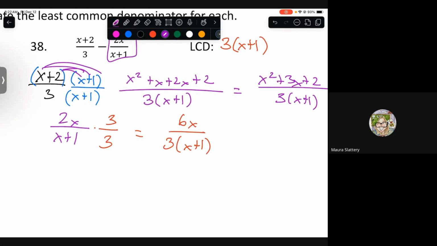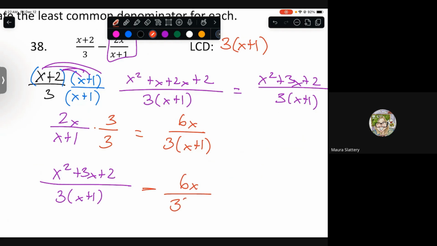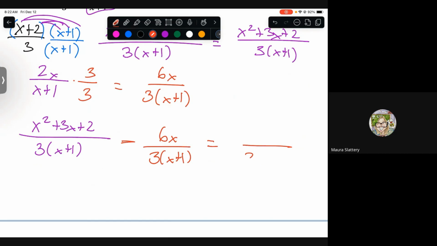So at this point, I have x squared plus 3x plus 2 all over 3 times x plus 1, and then I have minus 6x all over 3 times x plus 1. So at this point, I have my common denominator. So I know my denominator is going to be 3 times x plus 1.